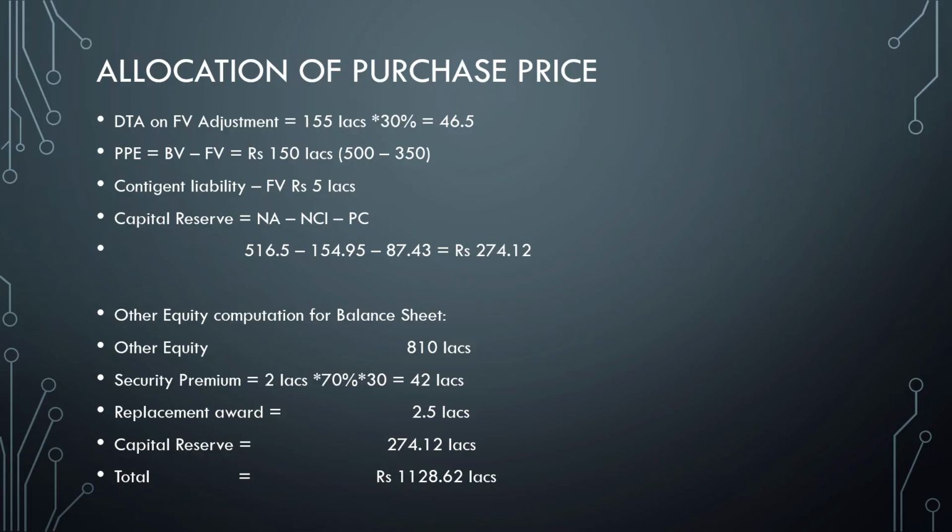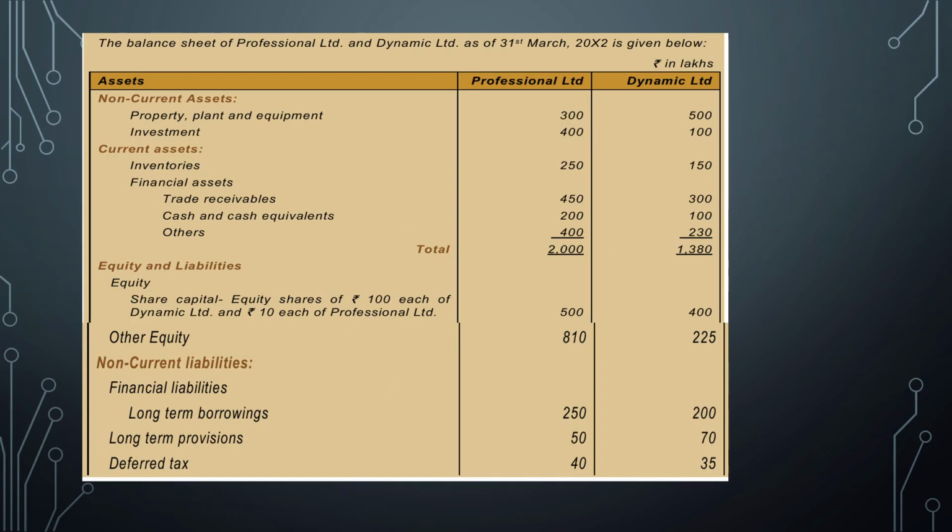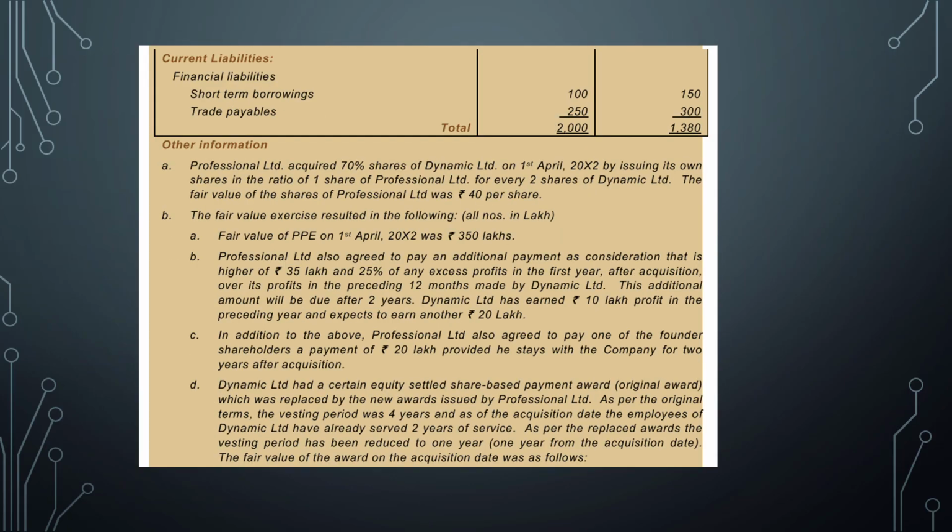So 10 to 11 marks in your pocket. No, I want full marks. I need to score 2 to 3 more marks. So then you should compute the other equity computation. That is other equity 8-10 lakhs of the professional limited, where it is given in the question, it is given here as other equity.